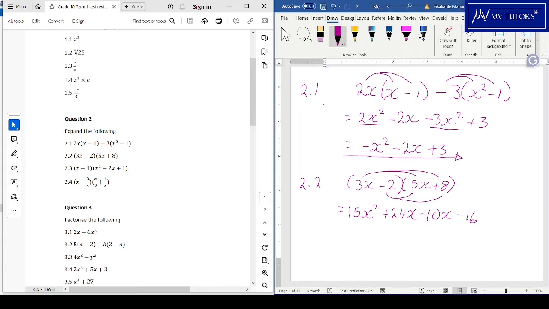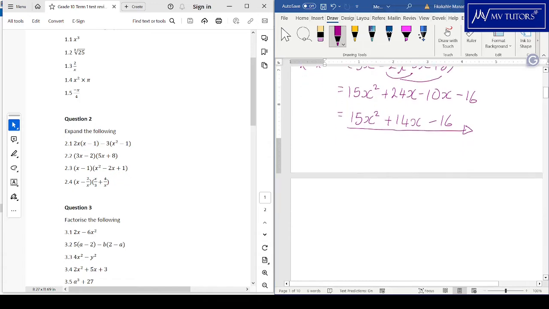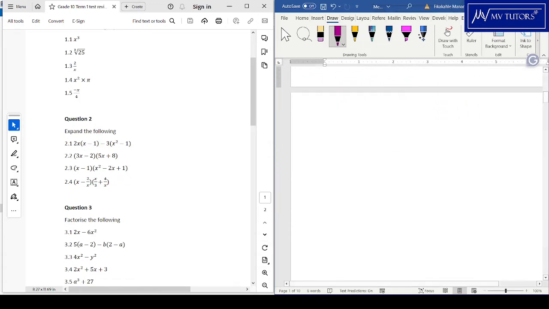Now I combine like terms, 15x squared plus 24x minus 10x, that will give me plus 14x, right, minus 16. This is now fully expanded. We are finished with this question, which means we can move on to the next one, which is 2.3. Now we have (x minus 1)(x squared minus 2x plus 1).